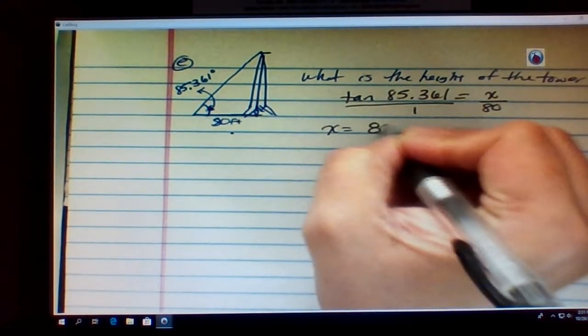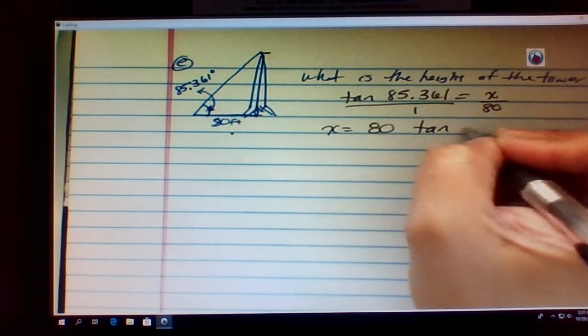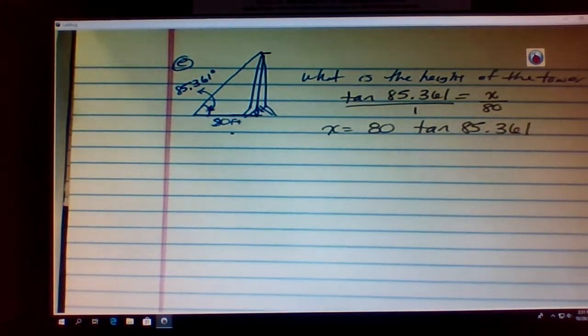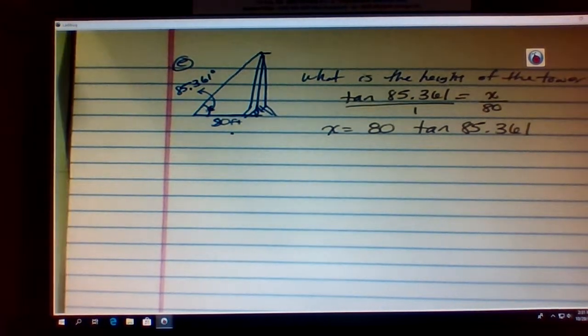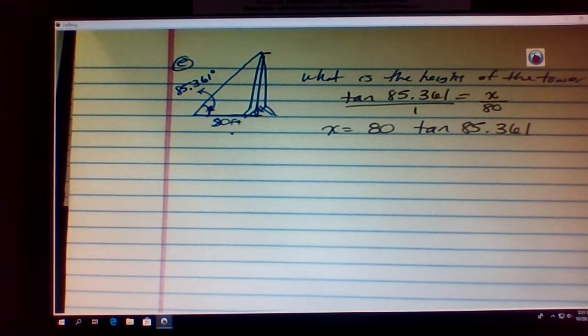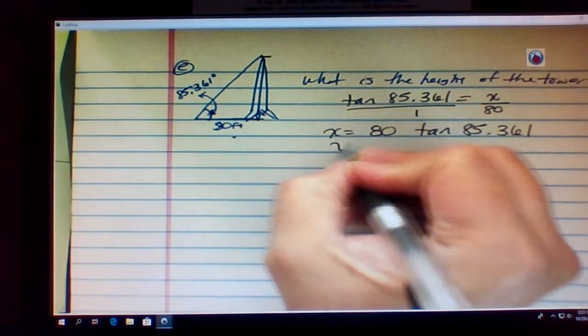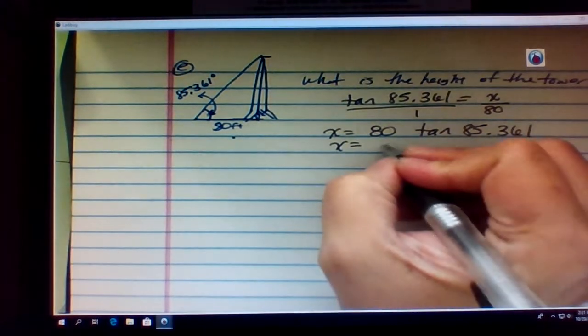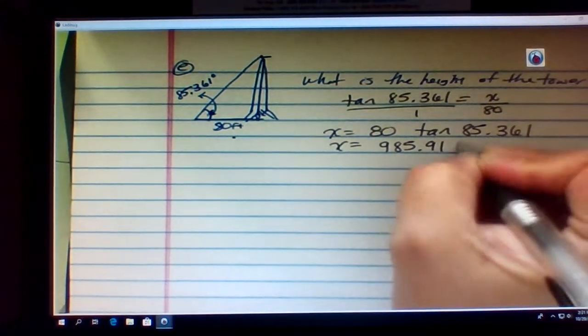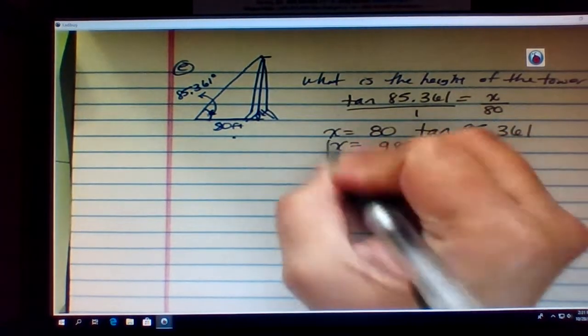So x equals 80 tangent of 85.361. So x equals how many feet? Very good. 895.81 feet.